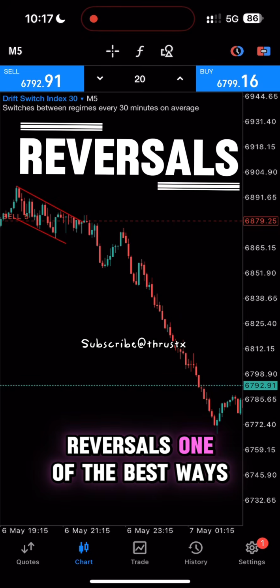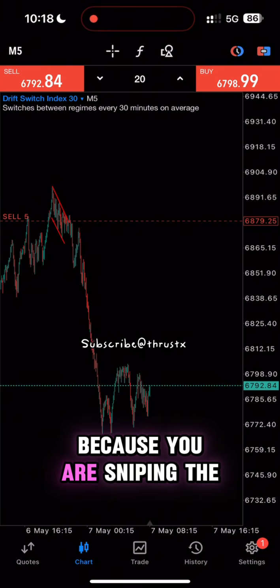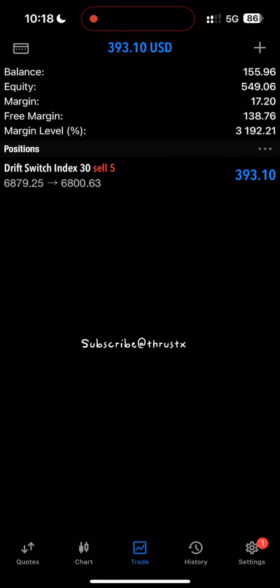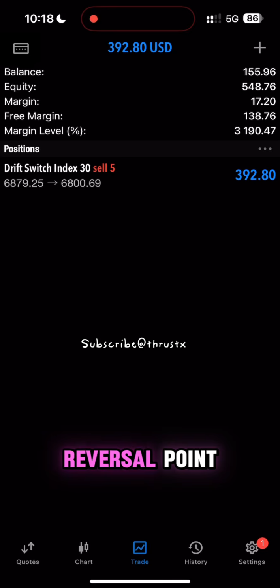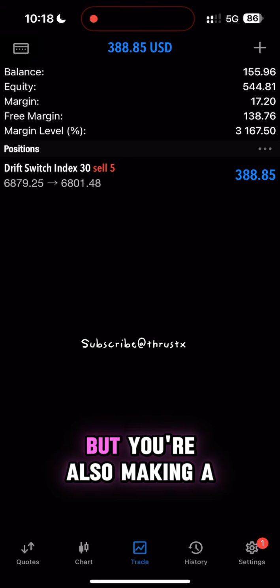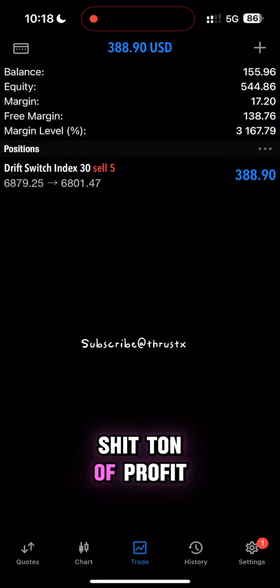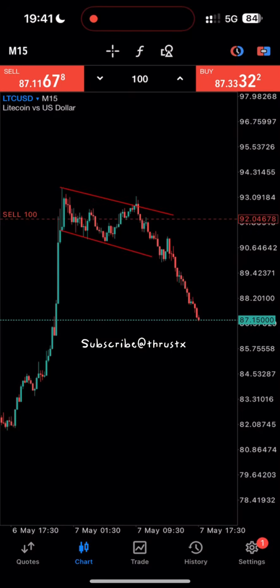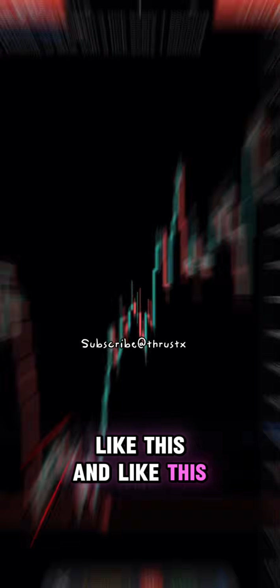Reversals. One of the best ways to trade because you are sniping the exact point of where the price changes direction, meaning if you trade the exact reversal point, you are not only getting insane risk reward ratio, but you're also making a lot of profit. I found a perfect way to find reversals like this, and like this.